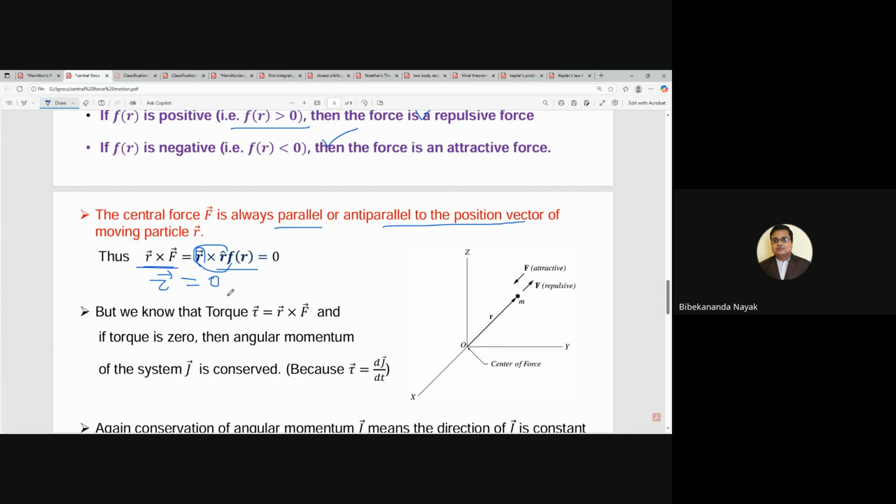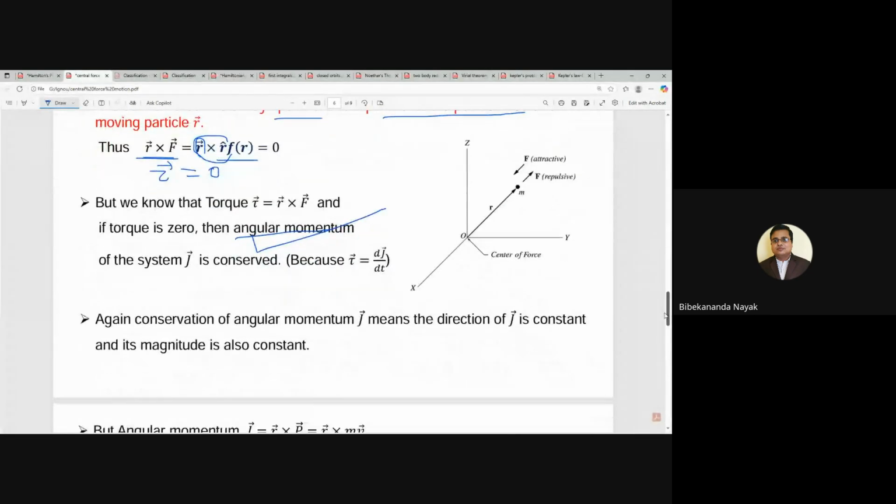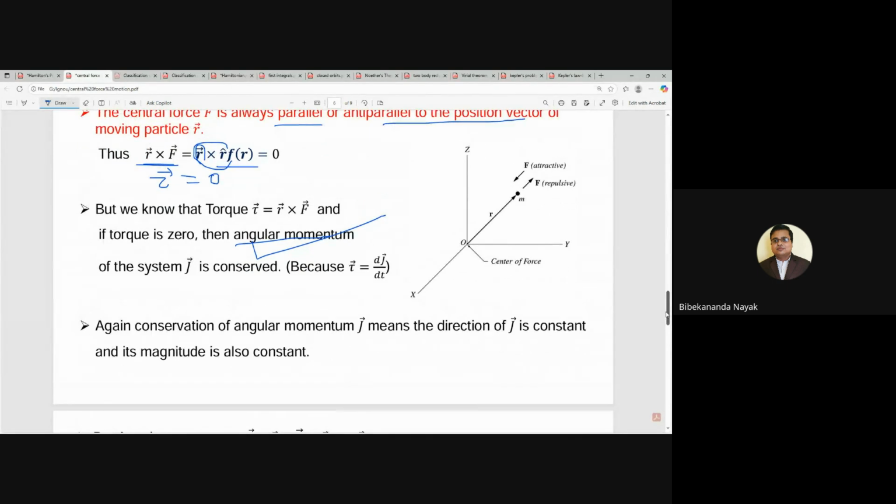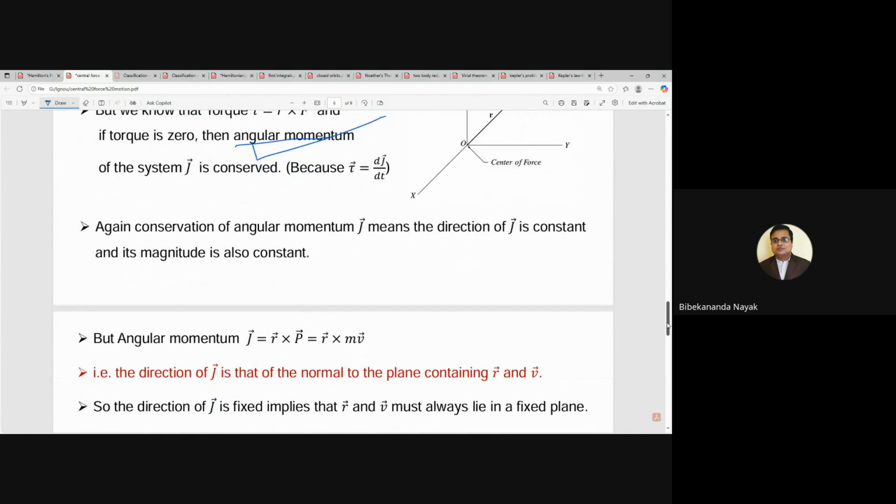Okay. So torque 0 means we know what is conserved. Angular momentum is a conserved quantity. For central force motion, angular momentum is a conserved quantity. Conservation of angular momentum means its direction is constant and its magnitude is also constant. Angular momentum is r cross mv, so r cross v is always constant.